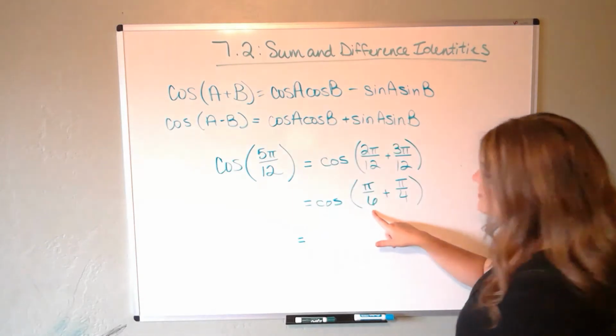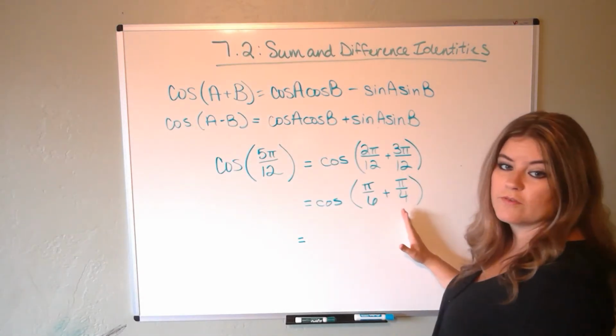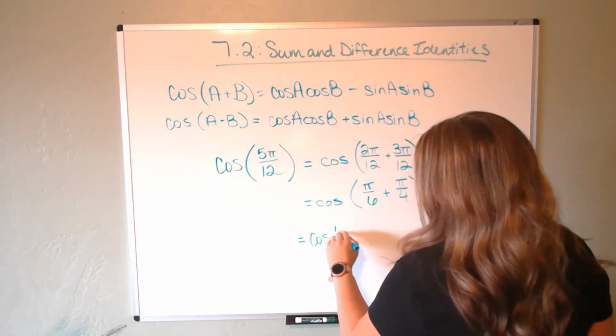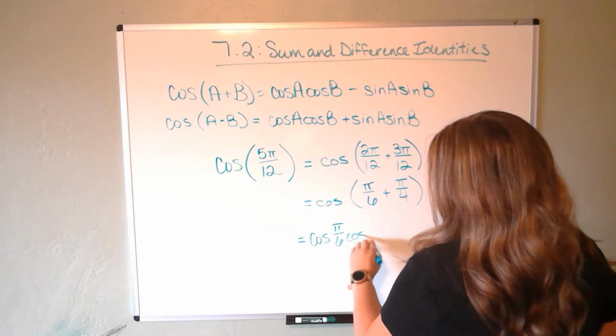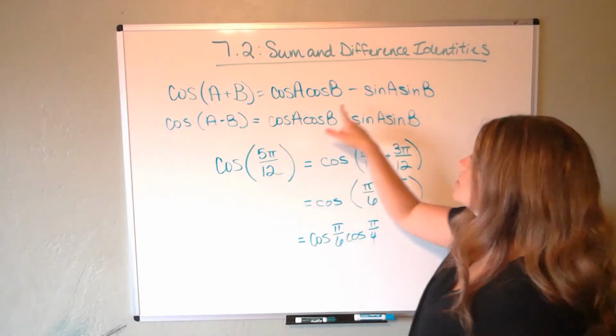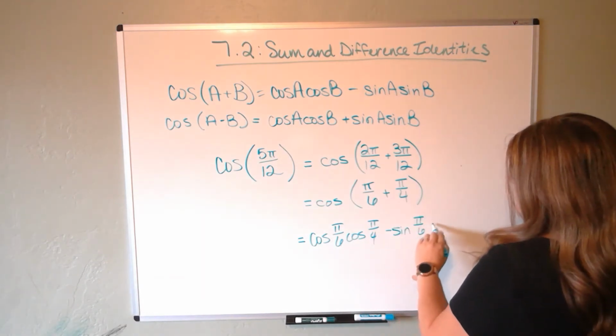So you guys, this looks like a cosine A plus B to me. So 30 plus 45, or the radian version I have here. So cosine A, cosine B, A plus B, guys. Remember there's a minus here. Minus sine A, sine B.